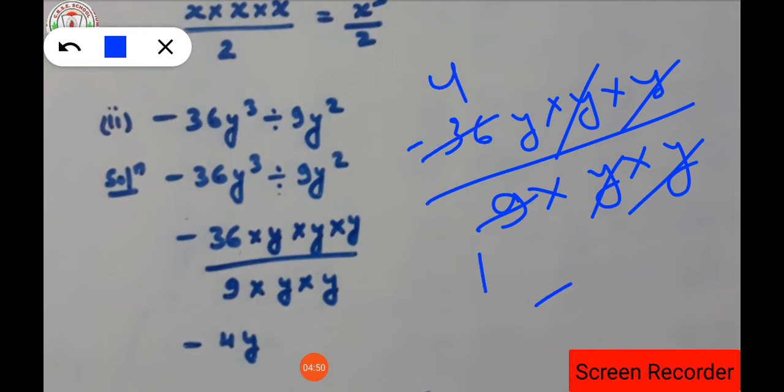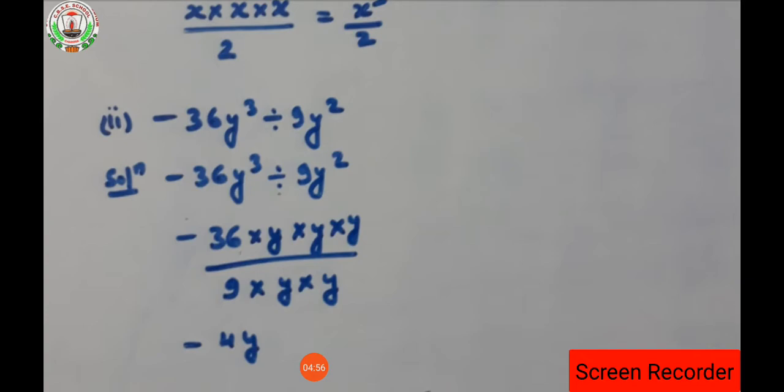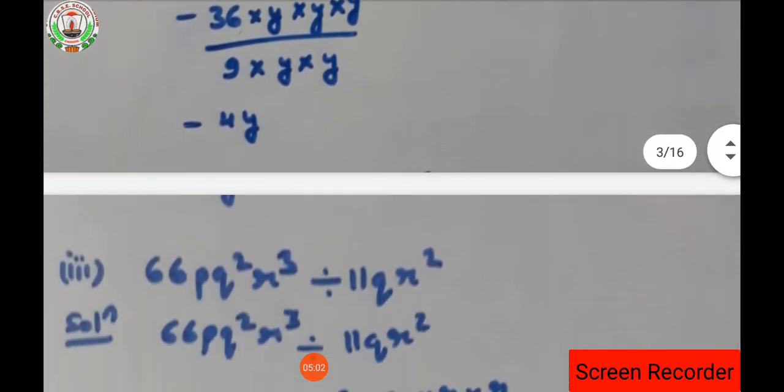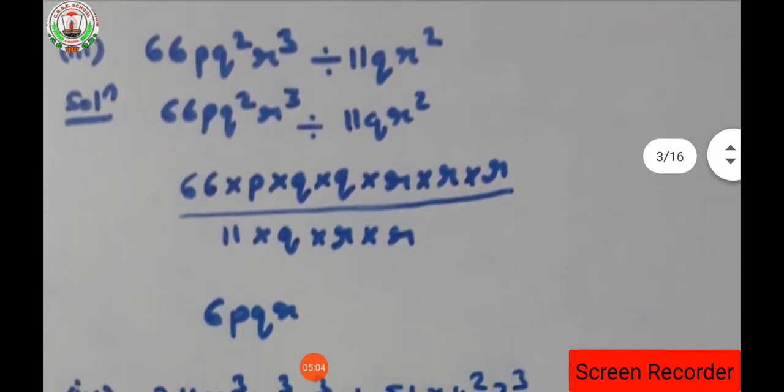So what is the number left out? What is the answer left out? Minus 4y is the required answer. So dear students, you can apply either the first method or the second method, whichever you feel is easier. Clear? Now the third question, 66 pq square r cube divided by 11 qr square.